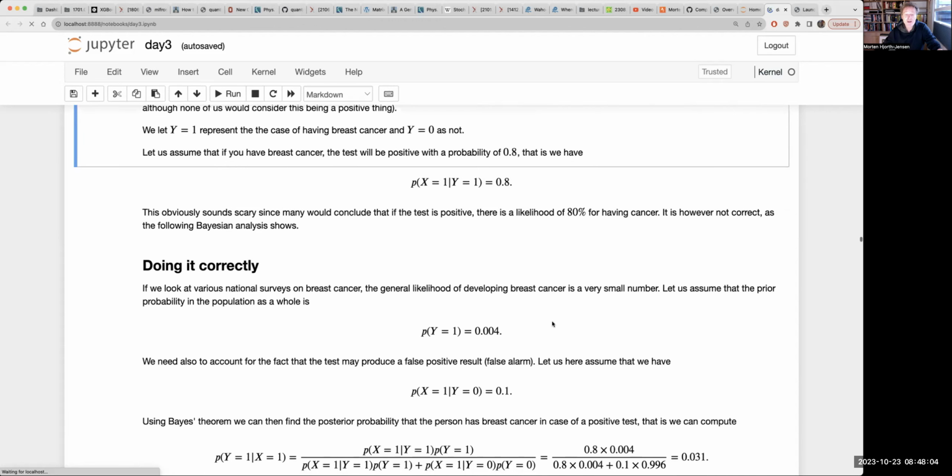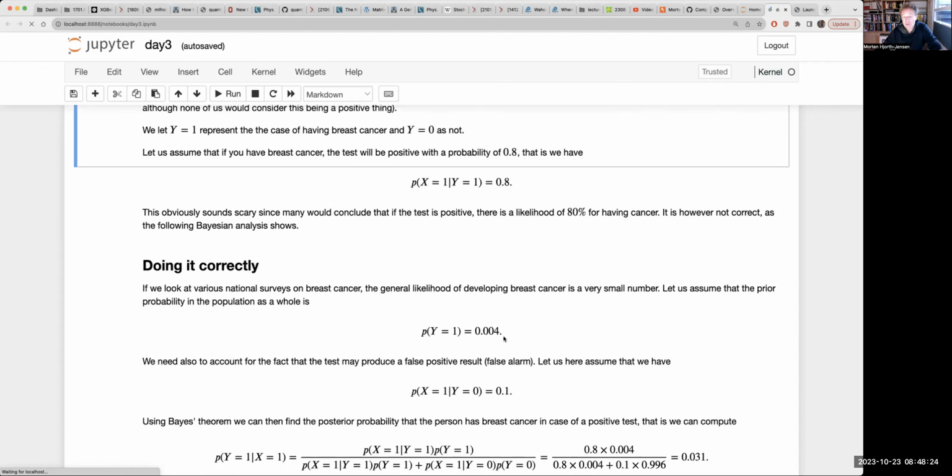So doing it correctly means the following. If you look at national data on breast cancer, the general likelihood of developing breast cancer is a very small number. And if you scan many populations, you will often see that this is a probability which is very small.